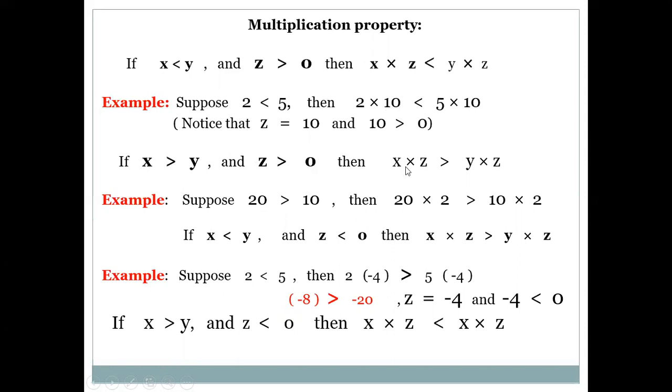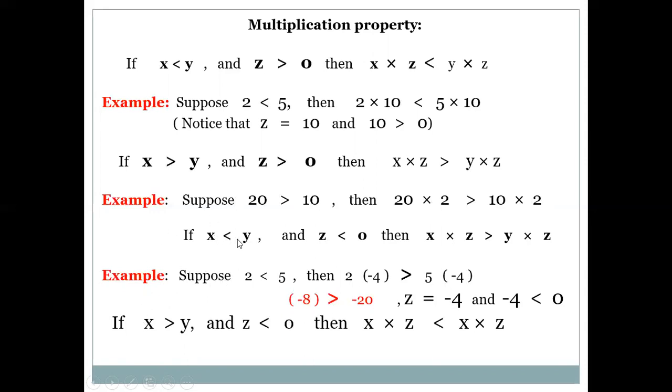If we multiply the given inequality by a positive number, x multiplied by z is greater than y multiplied by z. Suppose 20 is greater than 10, then 20 multiplied by 2 is greater than 10 multiplied by 2. If we multiply by 2 on both sides, 2 is a positive number, so the sign of inequality will remain the same.